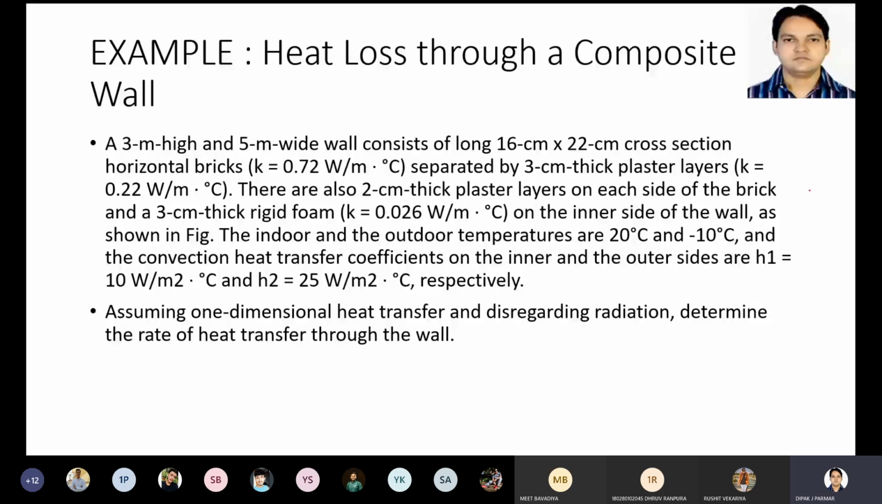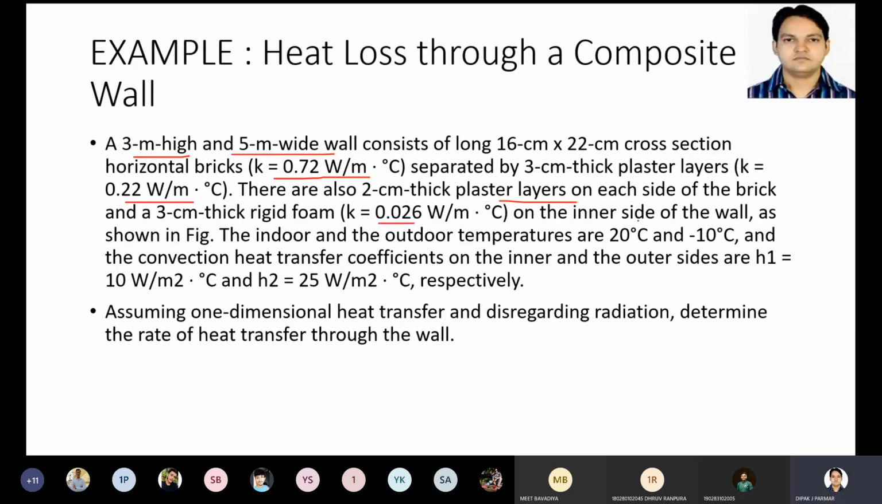So we have taken an example of what amount of heat will be transferred through a window if you have a glass window. The data I am reading here is a 3-meter high, 5-meter wide wall consisting of 16 centimeter into 22 centimeter cross section horizontal brick whose conductivity is given, separated by a 3-centimeter thick layer of conductivity is given. There are also 2 centimeter thick plaster layers on each side of the brick and 3 centimeter thick rigid foam whose conductivity is given.